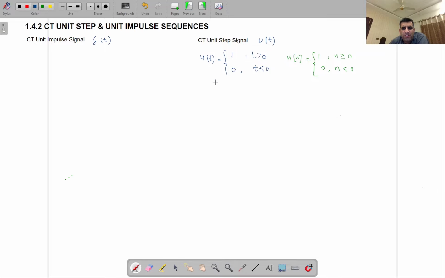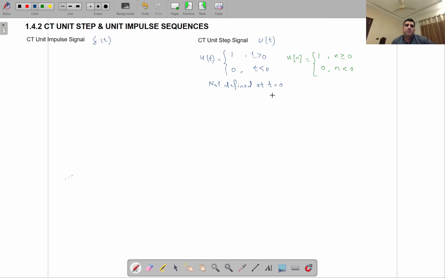So the continuous time unit step is not defined. The signal is actually not defined at t equal to 0. So it's essentially a discontinuous signal. One might wonder why it's not defined at t equal to 0. It is because the continuous time unit step signal is used to mimic the switch operation.